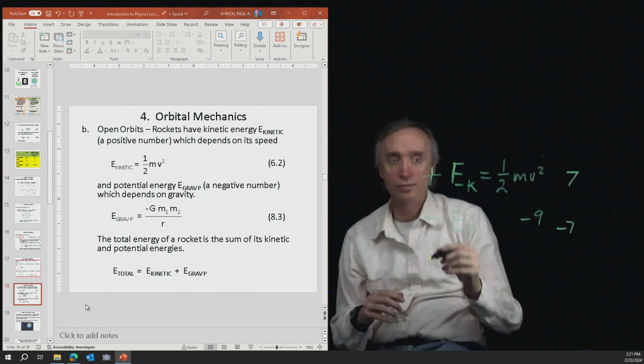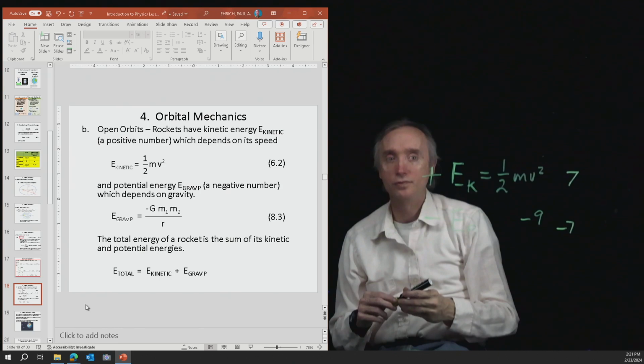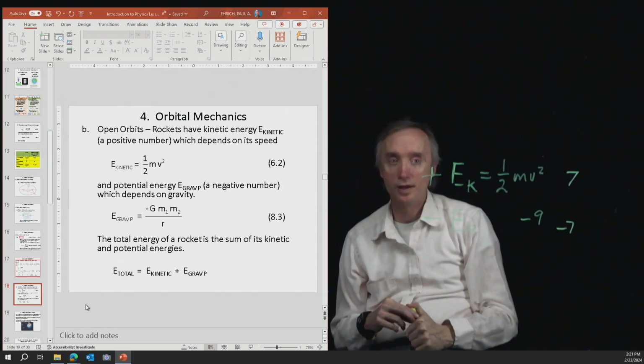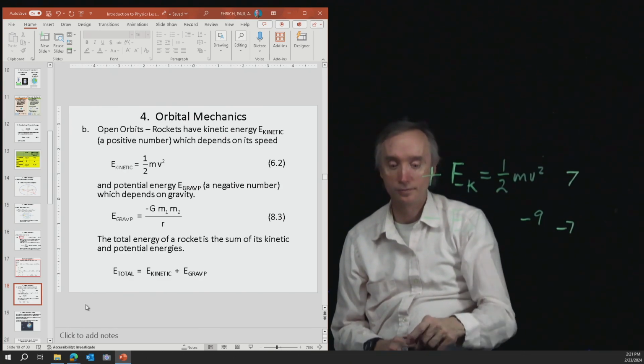So these three possibilities, a positive total energy, a negative total energy, and a 0 total energy, are going to correspond to different kinds of orbits.